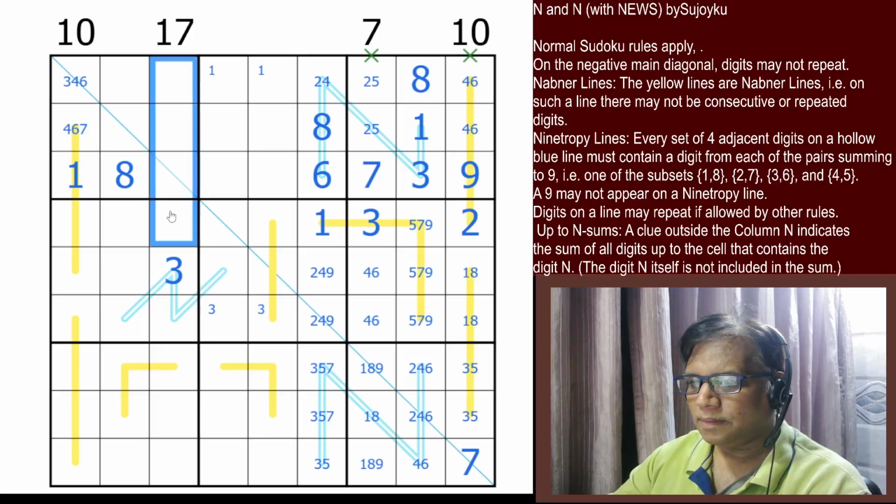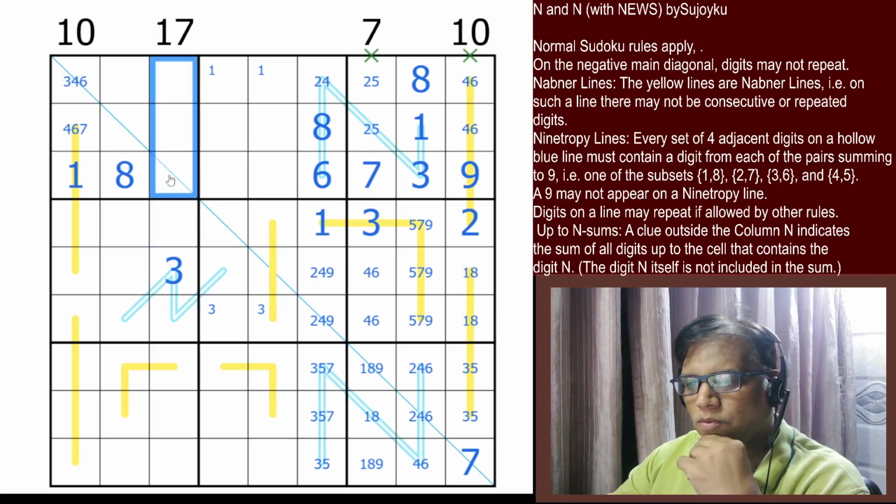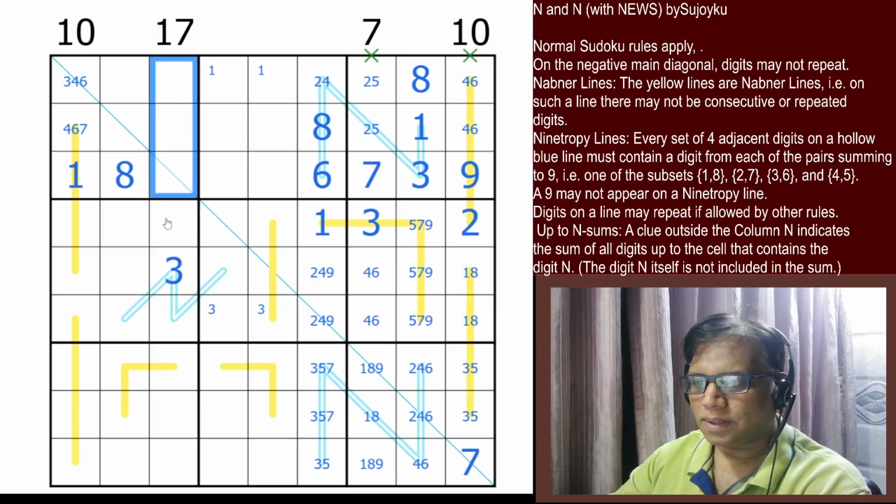So where is 8 in this line? We cannot have 8 here, right? Because that could be 2, 6. Oh, no, without 1, right. So 8 is not here at least. We know that 8 is somewhere here.